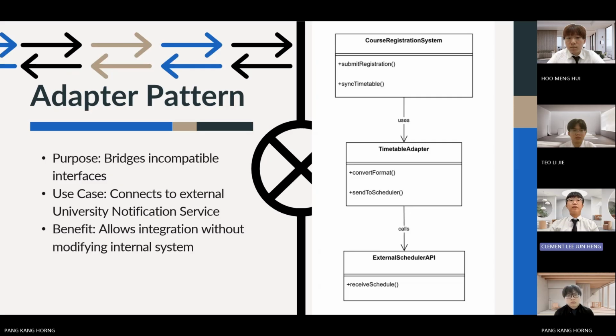The purpose is to bridge incompatible interfaces. The use case is to connect the internal system to external services like the university notification service, and the benefit is that it allows integration without modifying the internal system code. The diagram is: course registration system submits registration, assigns timetable, uses the timetable adapter to convert format and send to scheduler, which calls the external schedule API and receives the schedule. This adapter converts internal data format into the format expected by the external scheduler, enabling seamless communication.